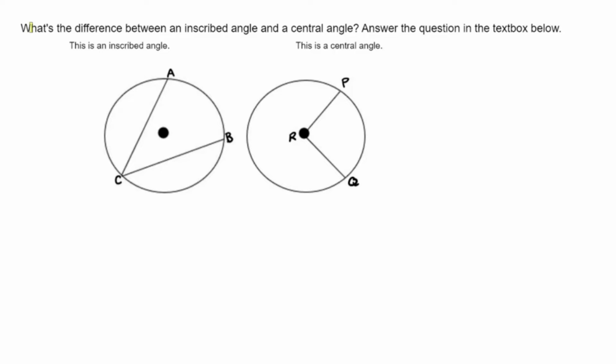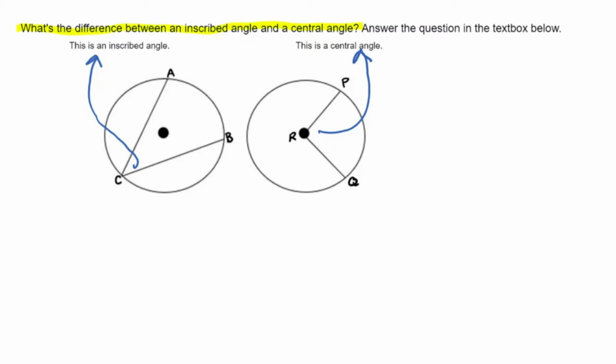Hey mathematicians! In this video we're going to talk about the difference between an inscribed angle and a central angle. The picture on the left is an inscribed angle, and the picture on the right, angle R, is a central angle.